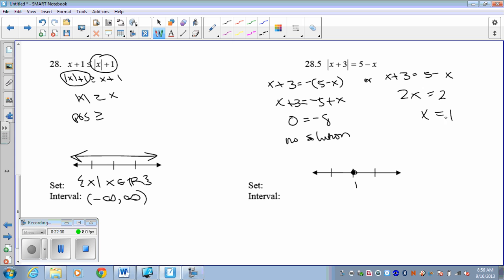Let's just double check that one to make sure that we did it right. 1 goes in, 1 plus 3 is 4, absolute value of 4 is 4. 1 goes in, 5 minus 1 is 4, so yes, they do match. So 1 is a valid solution. Set notation, x such that x equals 1. Interval notation, they're really just using abbreviated set.